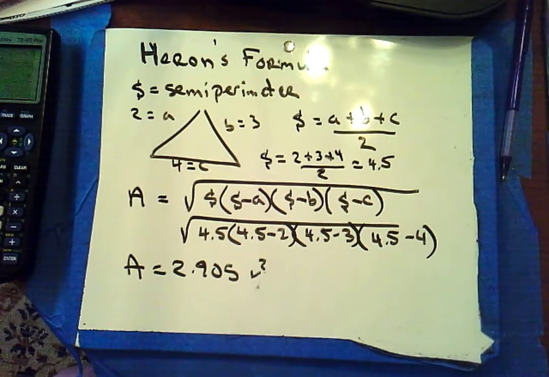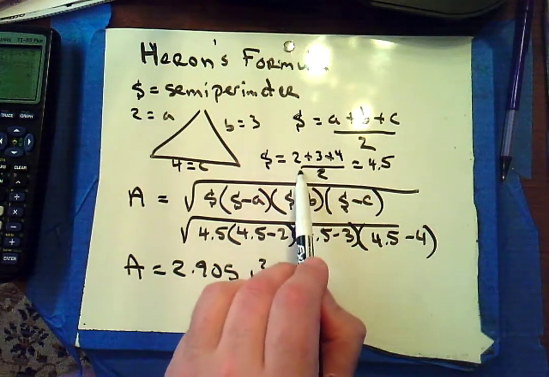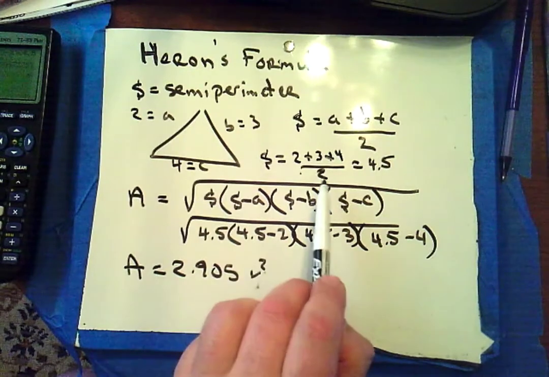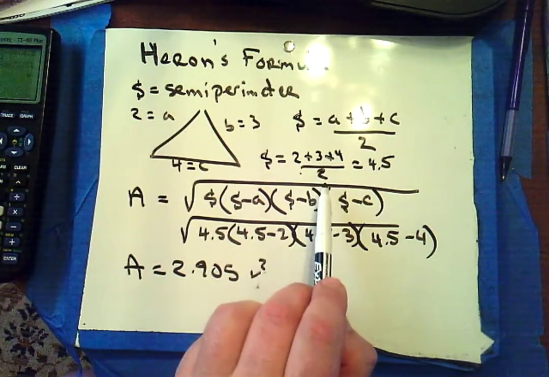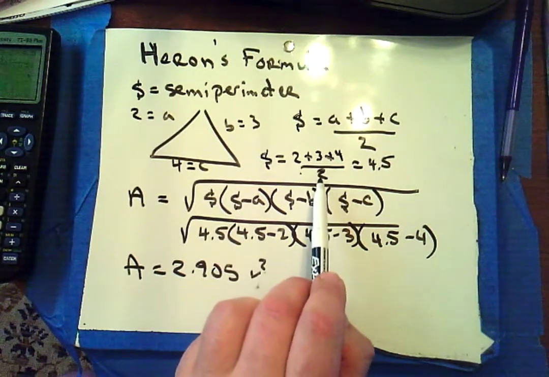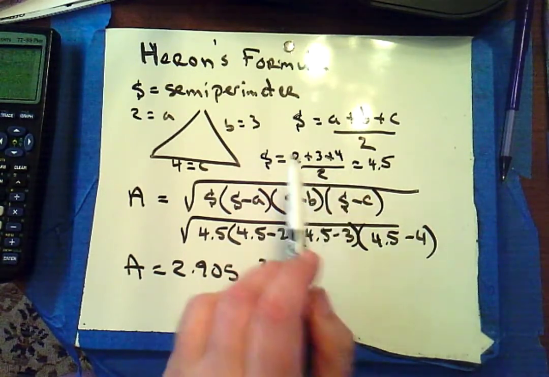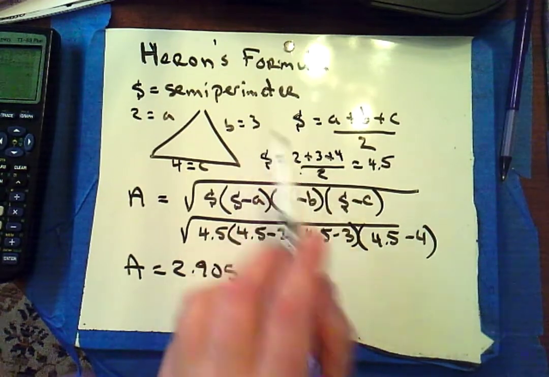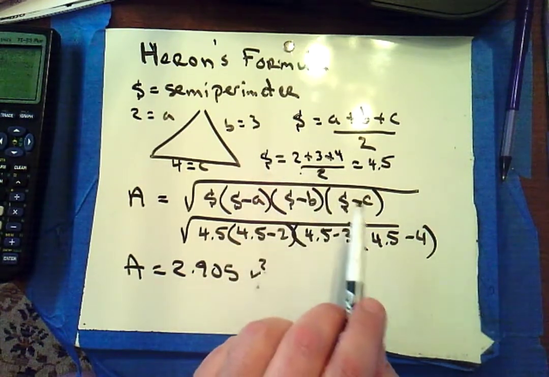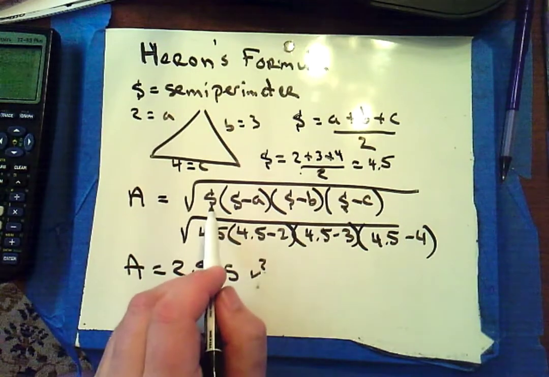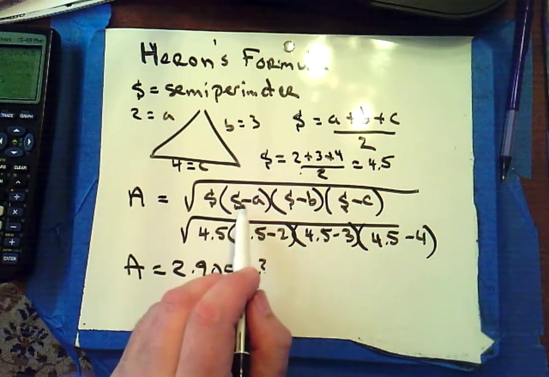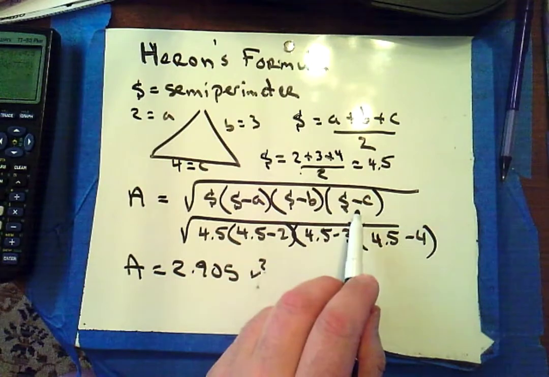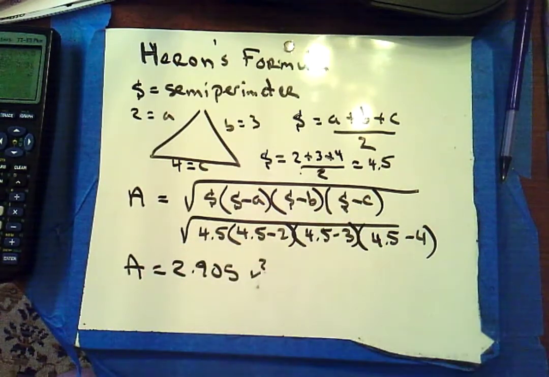So what we had to do was find that semi-perimeter by adding up the sides and not dividing by 3, which is a really common mistake, but dividing by 2 because it's a semi-perimeter. Semi-annually is twice a year. Semester, you got 2 of them a year. So semi-perimeter, you're dividing by 2. And then we take Heron's formula, which is S times S minus A times S minus B times S minus C, and we take the square root of that.